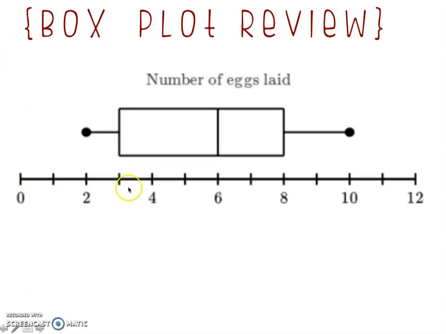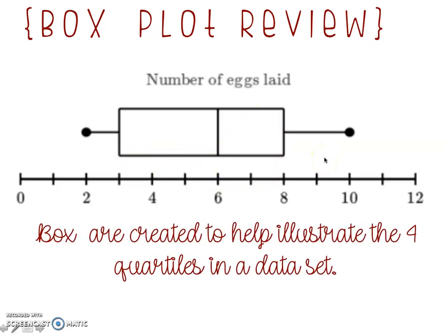We have a number line, okay? And then we have these dots that are plotted up above it. Obviously, it's got a box on it. Okay, so box plots are created to help us illustrate 4 quartiles in a data set. So what we're doing is we're breaking the data up into 4 different sections. So if you look at your box plot, here's 1 section, here's 2 sections, 3 sections, and then here's our 4th section over here, okay?